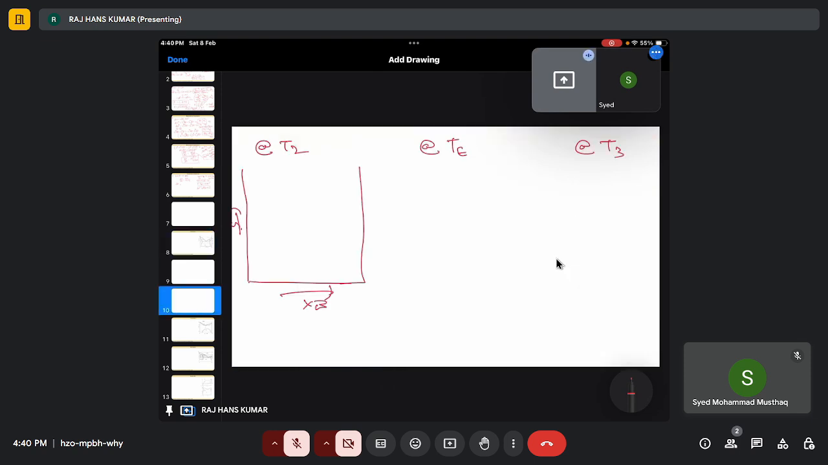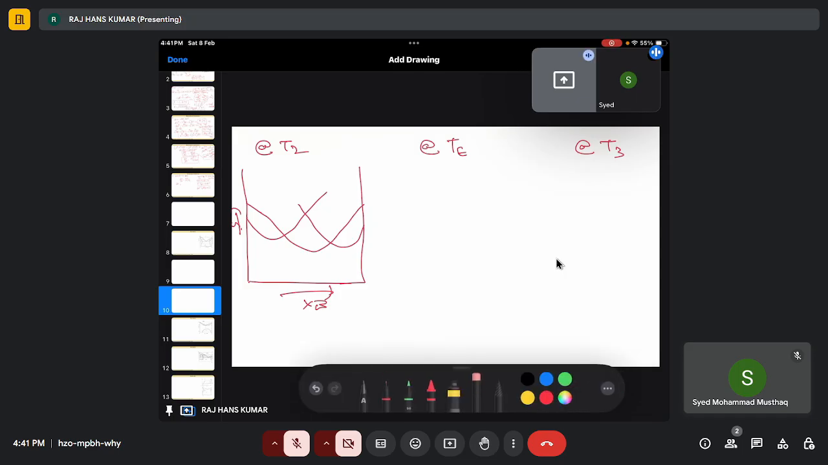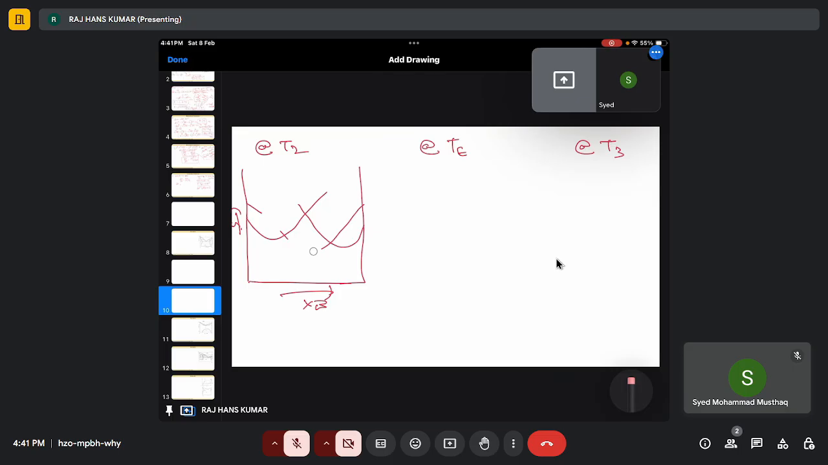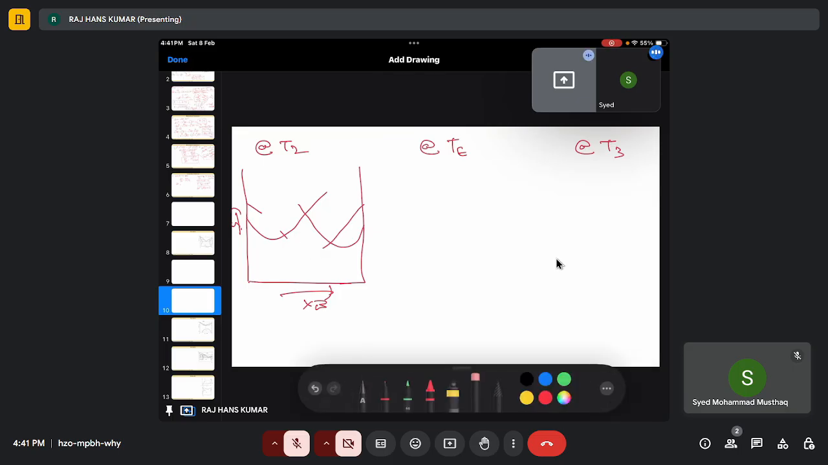First, we have alpha, then we have liquid, and then we have beta. And because liquid is still stable, that free energy must be lower.